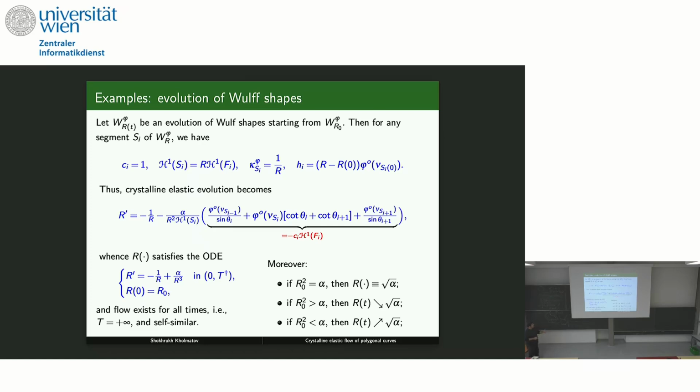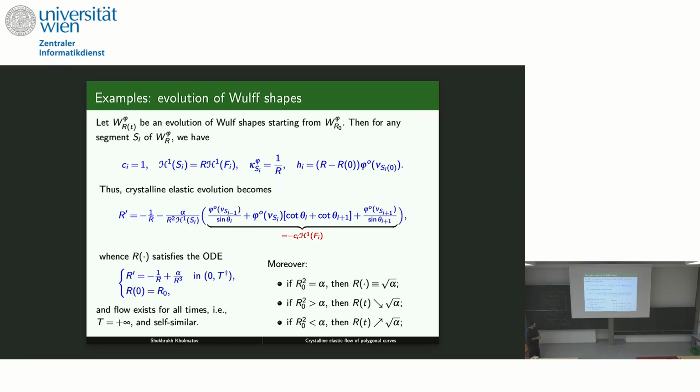So my wool shapes are decreasing self-similarly to this stationary solution of radius square root of alpha. The converse also holds. If my radius is strictly less than the square root of alpha, then evolution increases, and I again converge to this wool shape of radius square root of alpha, which is stationary. And the important thing here is, time is always infinite for all these scenarios.